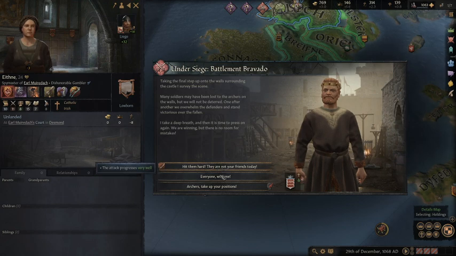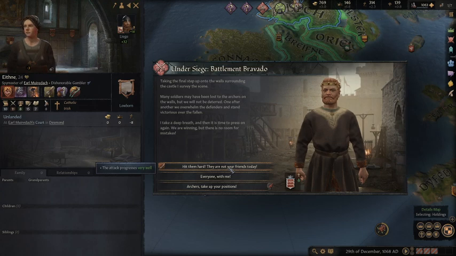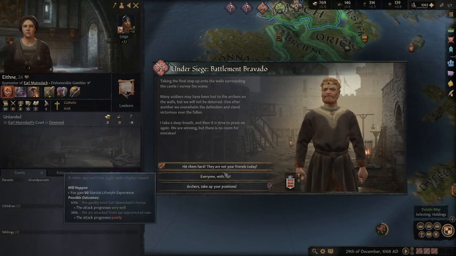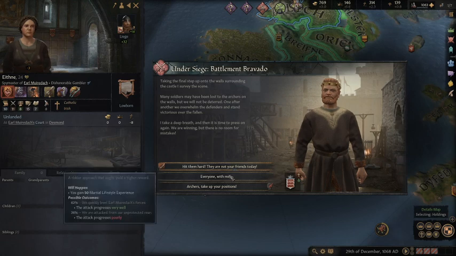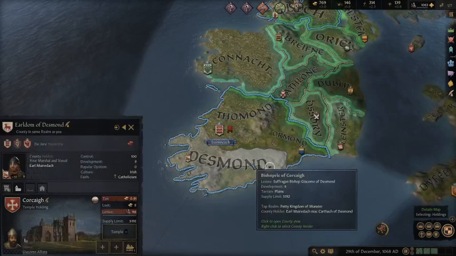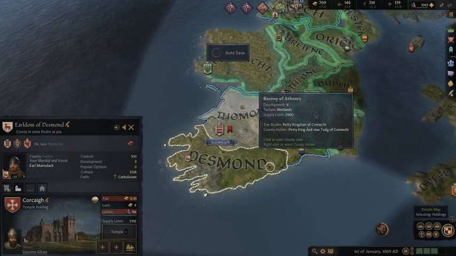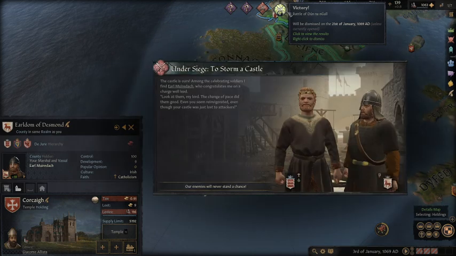I can either go for hit them hard. They are not your friends today. The attack just progresses very well by default. Everyone with me. I'll just go for hit them hard. They are not your friends today. Keep the battle progressing very well.